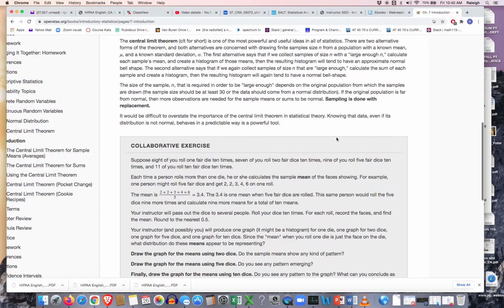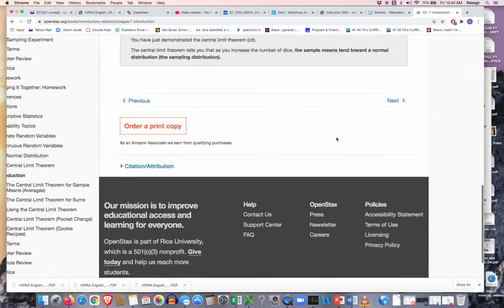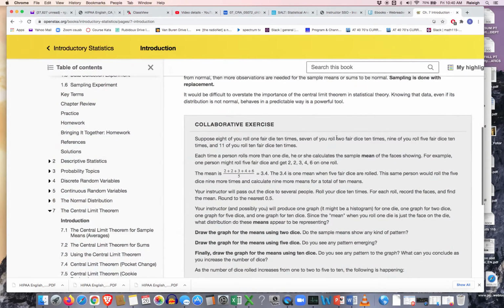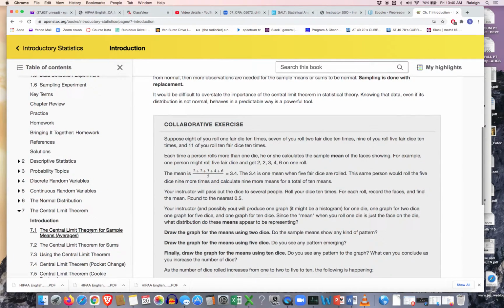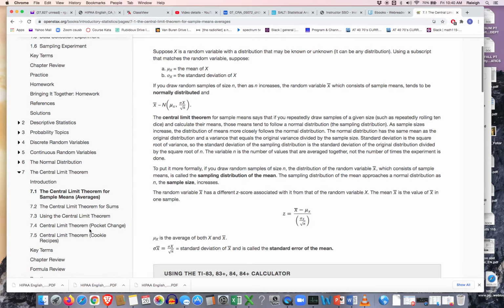Okay, so let's go back to the main book and collaborative exercise. I basically just did that. So let's zoom into 7.1 and take a close look at that. We're not even covering 7.2. We're not going to do sums at all.